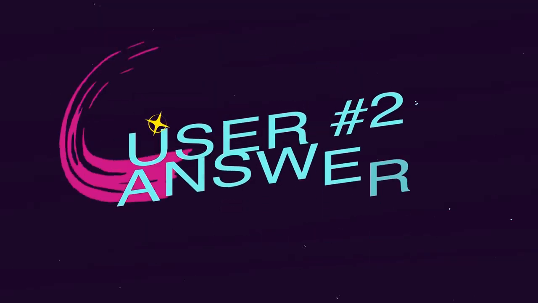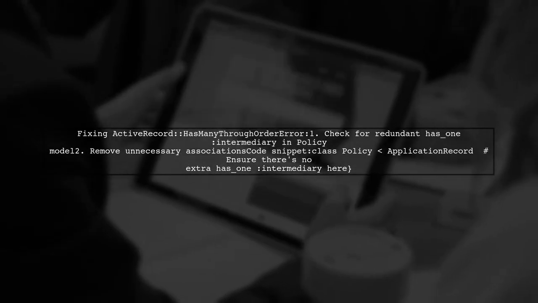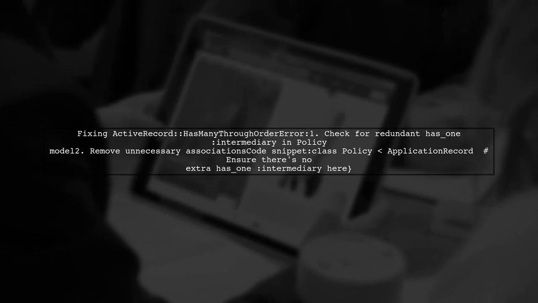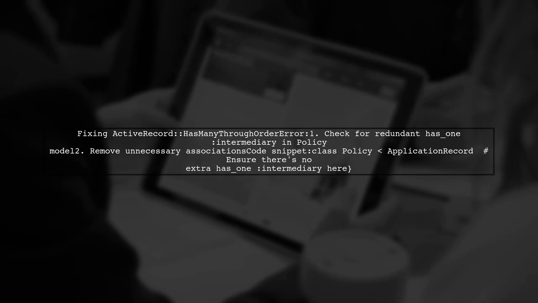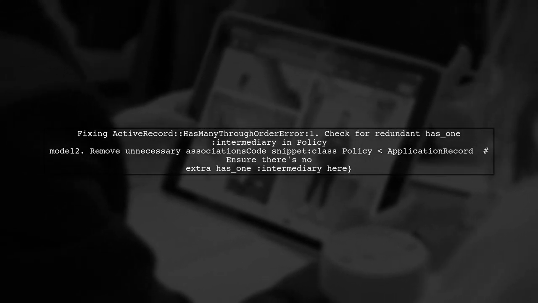Let's now look at another user-suggested answer. To resolve the ActiveRecord has-many through order error, check your policy model for any unnecessary has-one intermediary associations. This could be the cause of the error after an update.